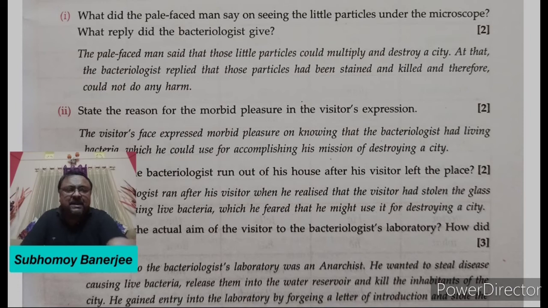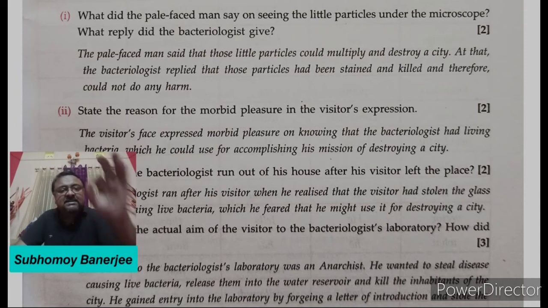And then there is a second part. What reply did the bacteriologist give? The bacteriologist replied that those particles had been stained and killed and therefore could not do any harm. It is always preferable that if there are 2 parts in a question, then write in 2 separate paragraphs when you write the answer, so that it's easier for your examiner to identify which is the answer to the first part and which is the answer to the second part. Make 2 paragraphs. Here they have not made, but this is my advice.